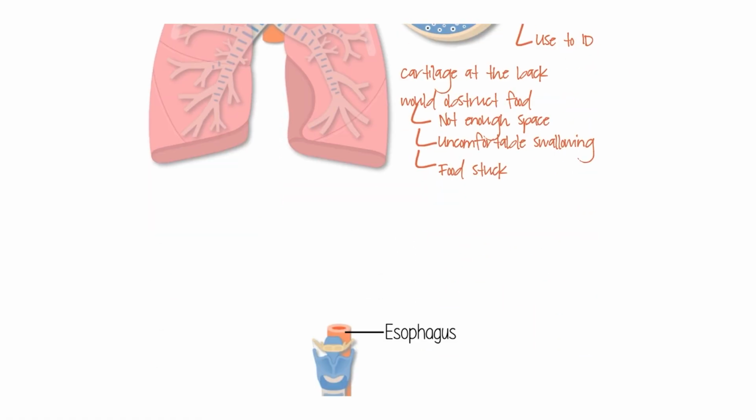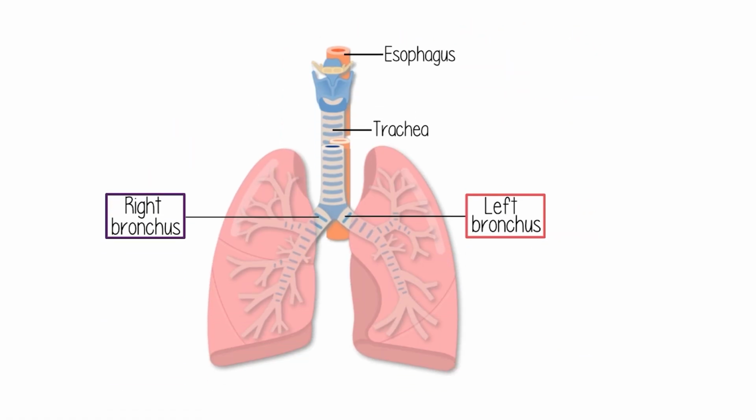Alright, so that covers the structure of the trachea, which carries air from the nasopharynx to the lungs. As the trachea continues downwards, it divides into two smaller tubes called bronchi. This is the right main bronchus, and this one is the left main bronchus. Each of these bronchi take air from the trachea to their respective lungs, where they further divide into even smaller bronchioles and finally into tiny little air sacs called alveoli, where gas exchange occurs. We'll talk more about those structures in our next lesson.